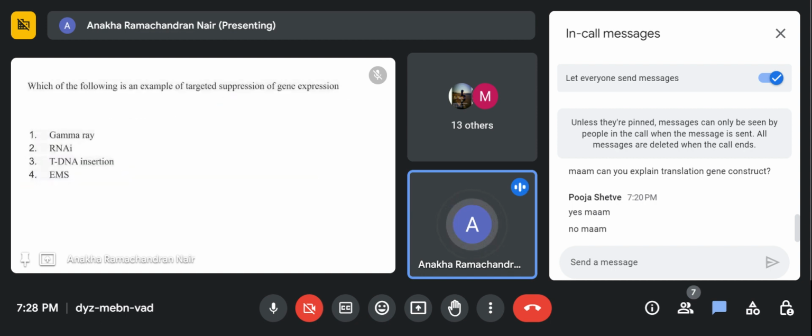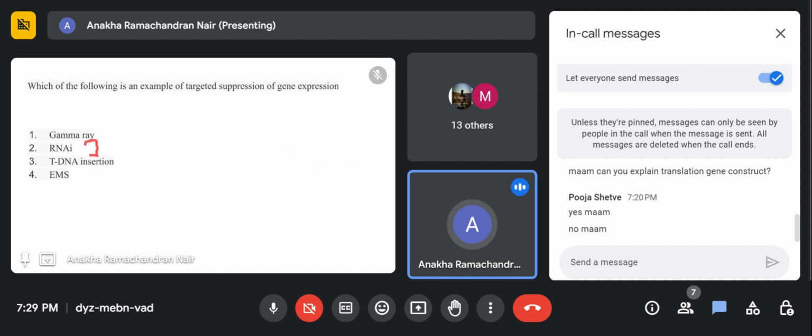Which of the following is an example of targeted suppression of gene expression? Gamma ray and EMS are mutagens. tDNA insertion is for expression of a certain new gene of interest, where the tDNA from Agrobacterium, and the left and right borders, can be used for you to insert your gene of interest into the genome of a plant.